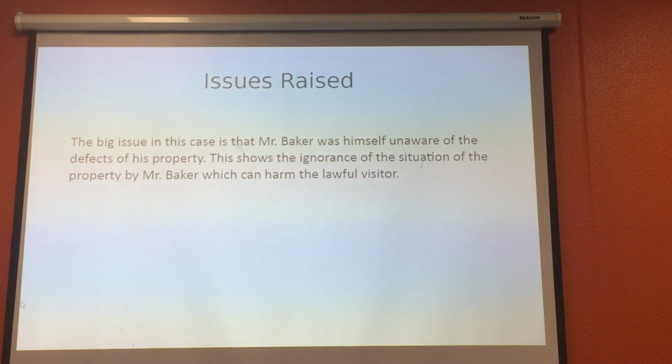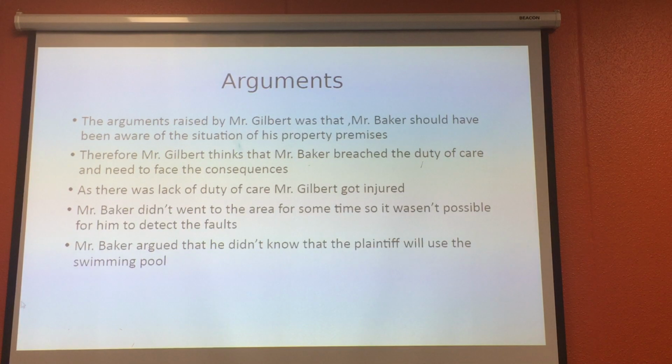The issue in the case is that the owner of the property, the householder, Mr. Baker, was not aware of the condition of his property. This can harm a lawful visitor to the property, and it should have been taken care of by Baker. One of the problems in this case is that he was unaware of the defects as well. Therefore, the ignorance of Mr. Baker about the situation of the property is at issue in this case.